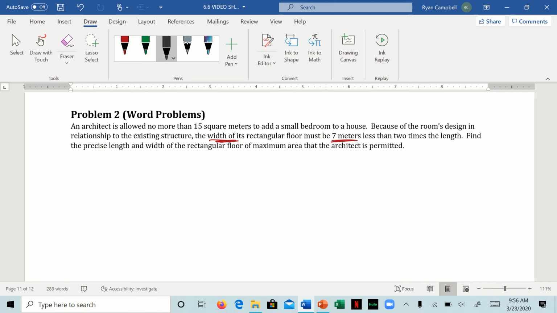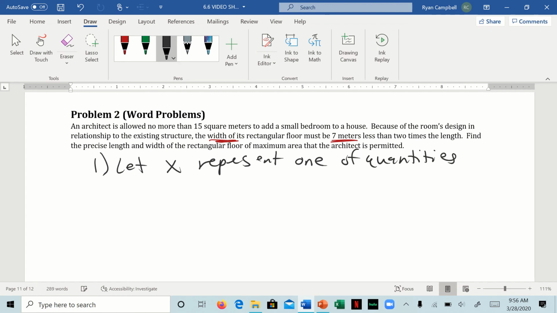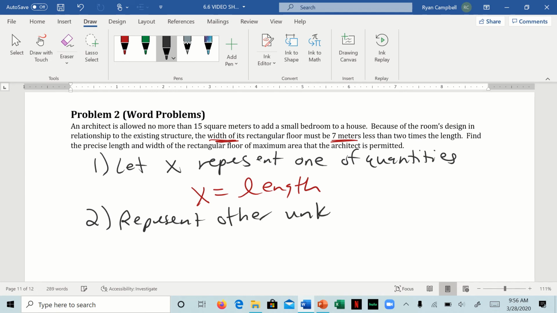So if you remember, we can do our steps when it comes to word problems. Step 1, let x represent one of the quantities that we're trying to find. It doesn't matter. We're trying to find length and width, so let's just let x be the length. Step 2, represent the other unknown in terms of x.